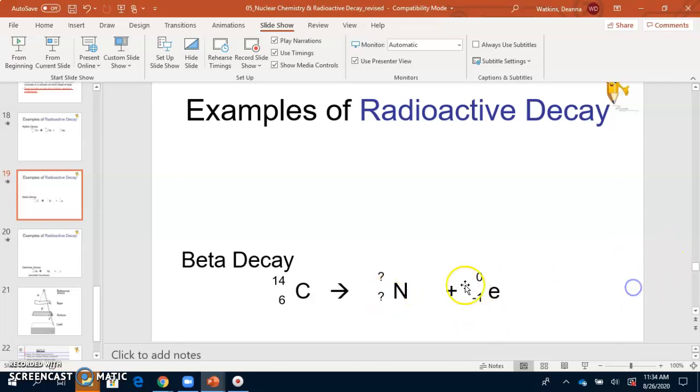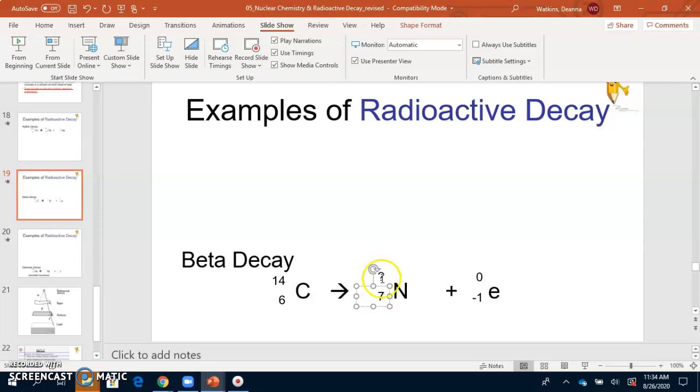Now, when we are trying to figure out what these numbers should be, remember we said we are going to gain a proton. So if we start with 6 protons and we want to gain 1 proton, 6 plus 1 is going to be 7. So now we have 7 protons. Another way to confirm is if you look on the periodic table at nitrogen, you will notice that nitrogen has an atomic number of 7, and so that is also going to be the number of protons.